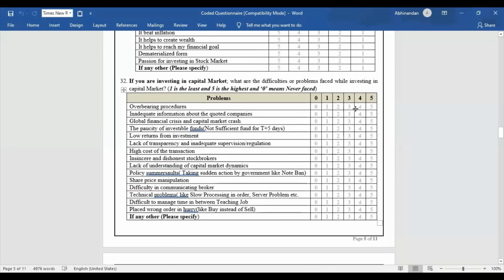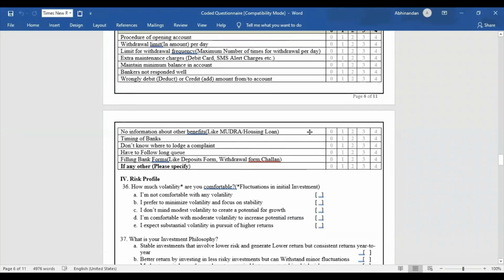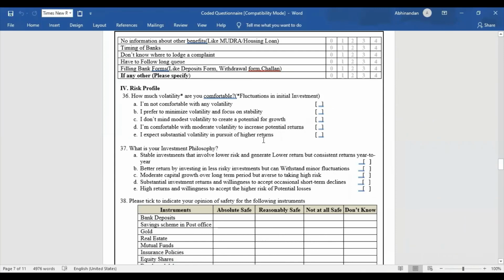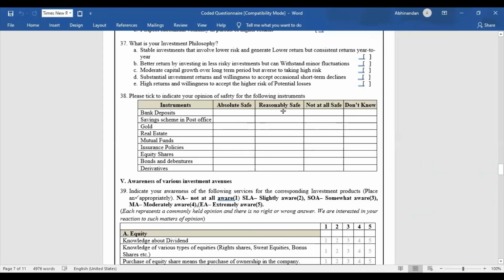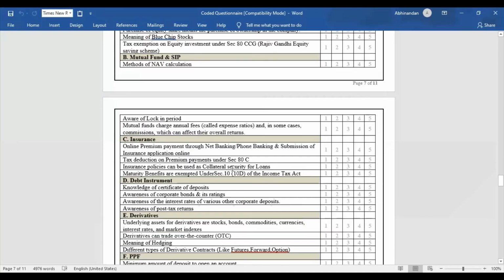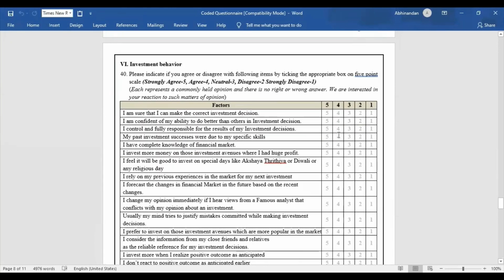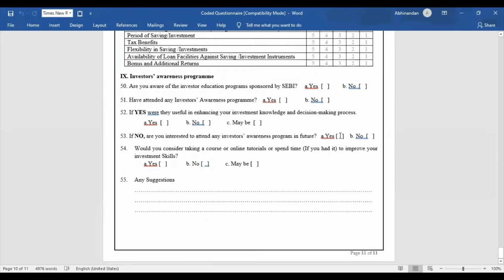And here I used rating scale 0 to 5, and here also rating scale. This one is nominal, just for a category. The 36th question is nominal data. 37 is nominal data. 38 I used rating scale, so interval. The awareness on various, I used Likert scale, so interval. Investment behavior, I used Likert scale, so interval scale data.